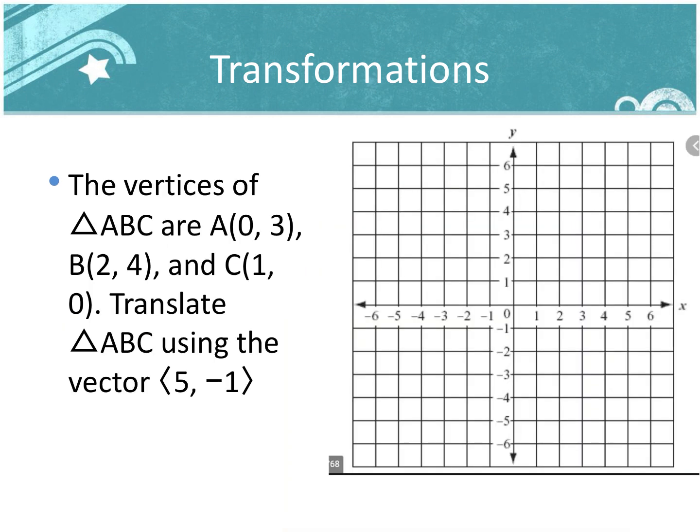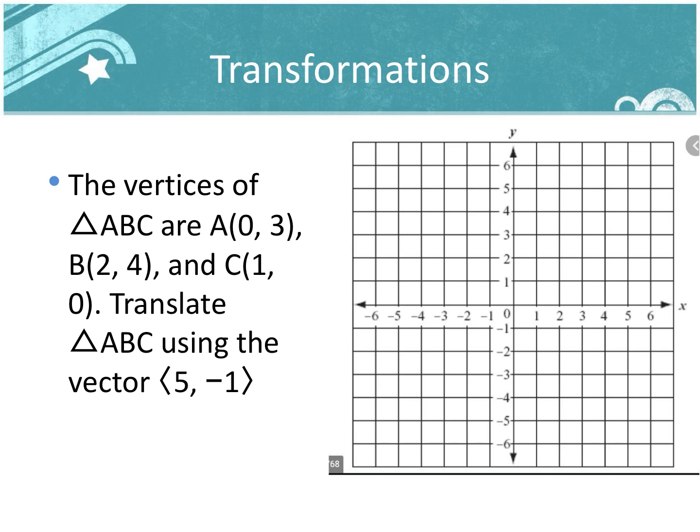Now, this is an example. The vertices of triangle ABC are A at 0, 3, B at 2, 4, and C at 1, 0. Translate ABC using the vector 5, -1. Well, let's plot it first to see it.